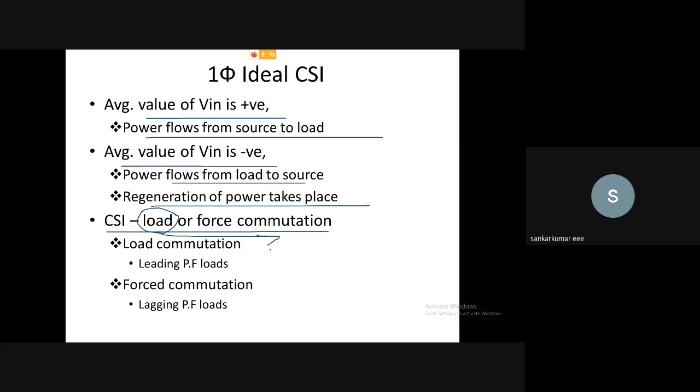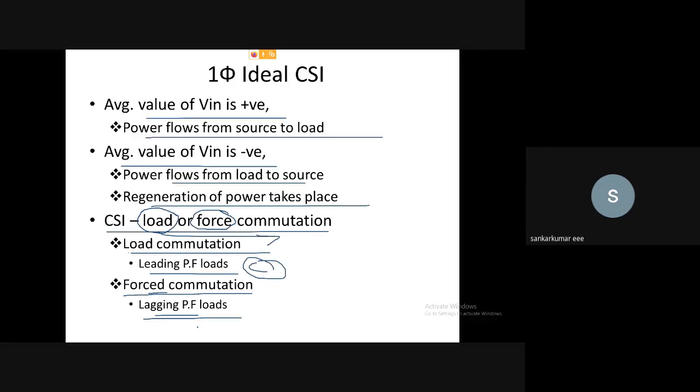The load itself turns off the SCRs, and forced commutation means you will have some extra commutation circuit to turn off the devices. That is for lagging power factor loads. For leading power factor loads, that is capacitive loads, the capacitor itself turns off the devices, so it is called load commutation. The capacitance present in the load will turn off the devices. Forced means we have to make extra arrangements, that is extra commutation circuits, to turn off the devices. That will happen in lagging power factor loads.